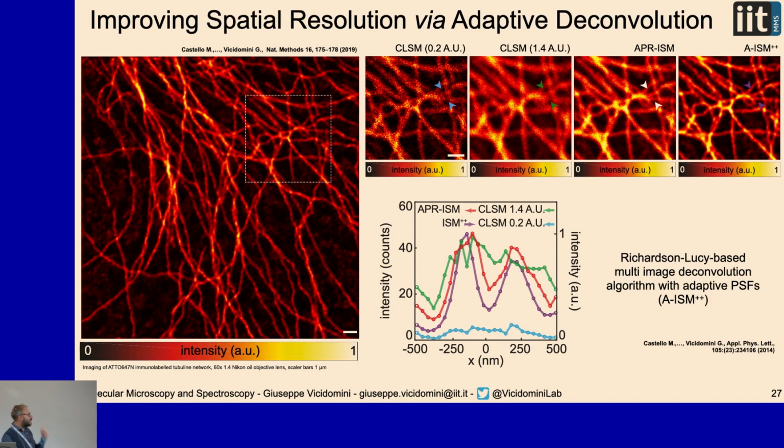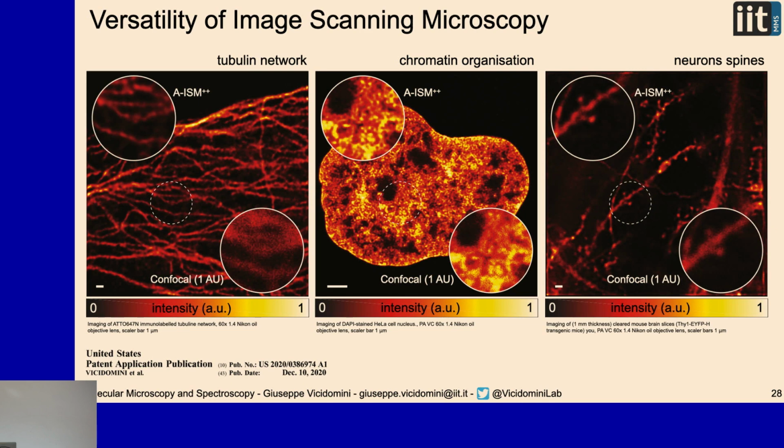We are a group of computer scientists, so we also apply more fancy algorithms based on convolution, with which you can further improve the contrast of your images. Another example, because what is very important about this technique is that it's almost for free, in the sense that you don't have to change anything in your sample. It's okay for tubulin, obviously, but it's okay for any other structure.